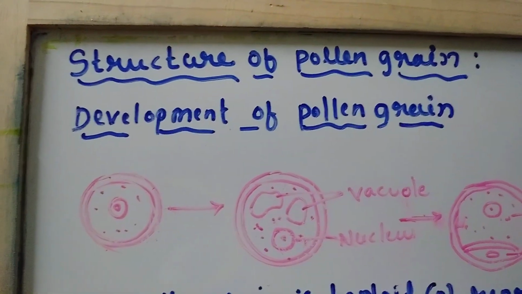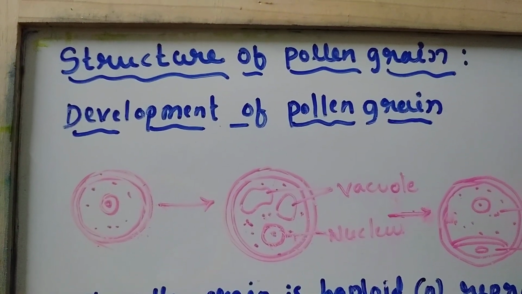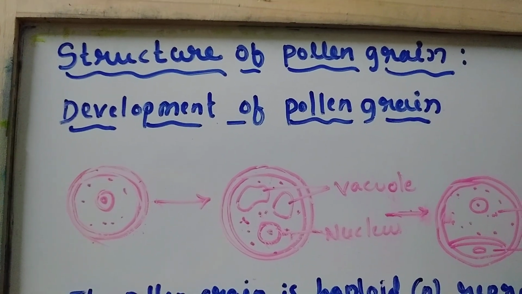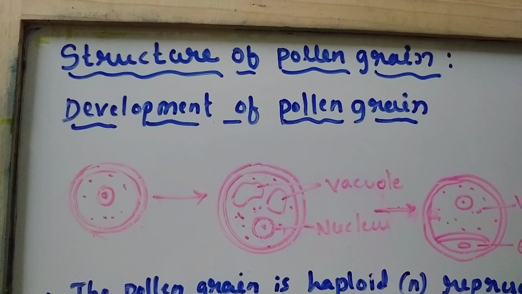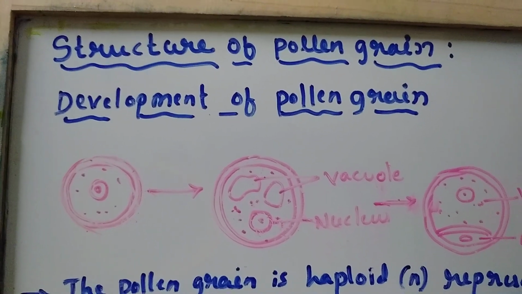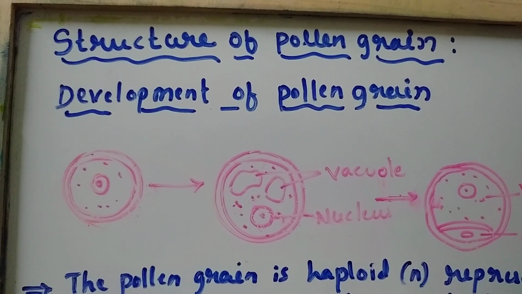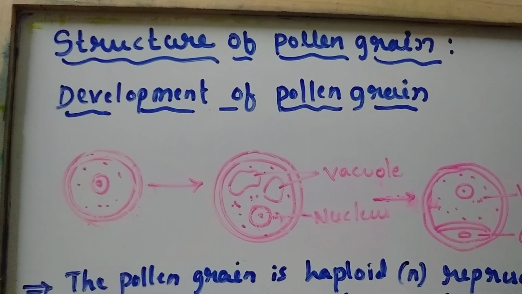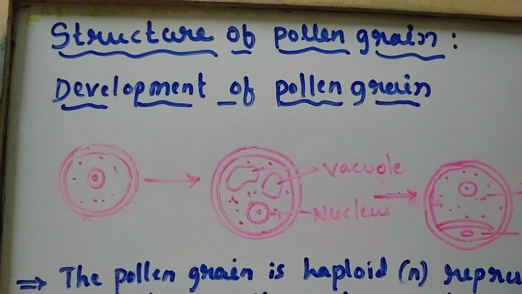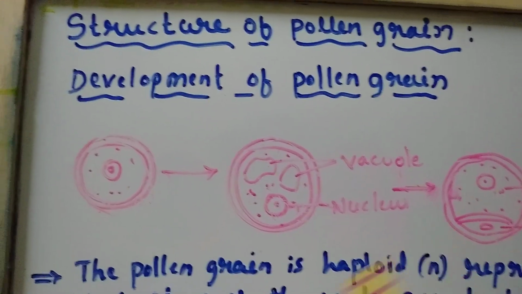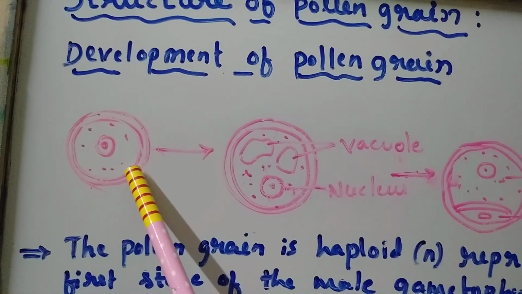Hello students, in the last class we were discussing microsporogenesis. As you know, during microsporogenesis formation of pollen grain takes place. In today's class we will discuss the structure of pollen grain and also the development of pollen grain. So this is the structure of pollen grain.